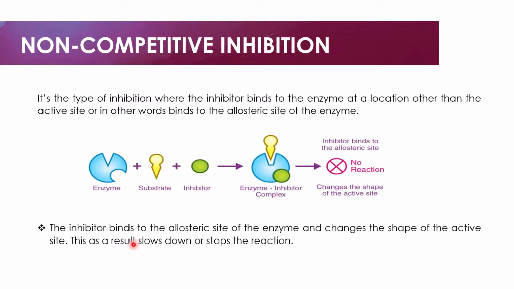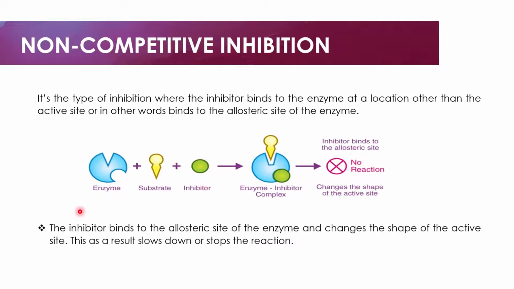Non-competitive inhibition is a type of inhibition where the inhibitor binds to the enzyme at a location other than the active site. Or in other words, the inhibitor binds to the allosteric site of the enzyme. Now let us look at this illustration over here. So this is our enzyme, this is the active site, and this is the allosteric site of the enzyme. This is our substrate, and this is our inhibitor.